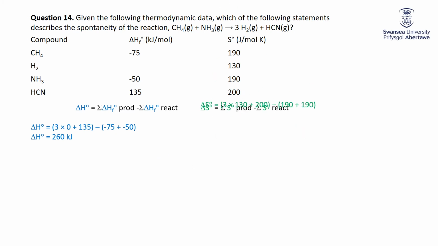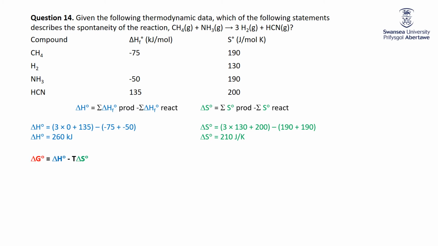Let's calculate delta S. Same idea: 3 hydrogens are now 130, because while hydrogen being an element in its natural state doesn't have a heat of formation, everything has an entropy. So H2 entropy of 130, HCN entropy of 200. It's a bigger, more complicated species, so you would expect it to have a higher entropy. And then both CH4 and NH3 have entropies of 190. So put all those together and we get delta S is 210. As we said, positive delta H, positive delta S.